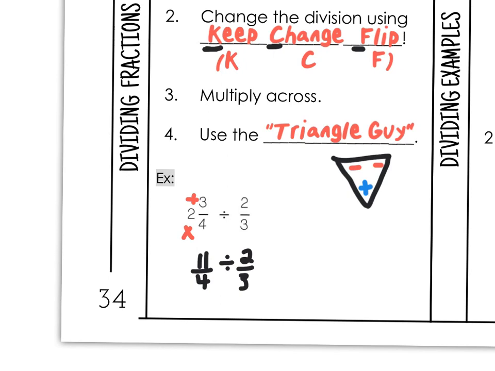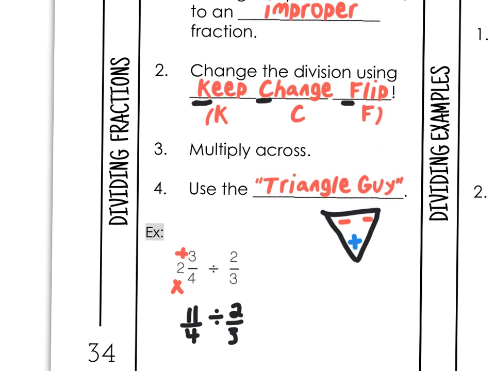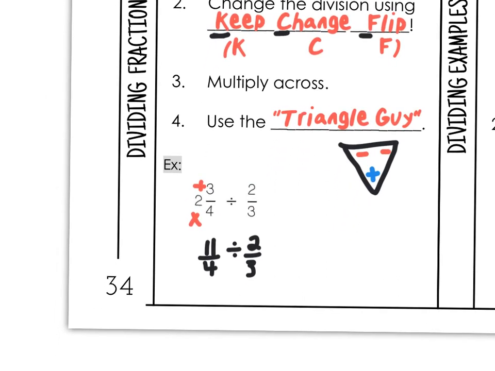And then step number 2 says that we're going to now change the division using keep, change, flip. And I use KCF above each problem. So above this problem, in red, I'm going to write KCF. Okay, so the first fraction we're going to keep, and I'm going to have to squeeze this in, 11 over 4. Then we change to multiplication and we flip the second fraction, 3 over 2.